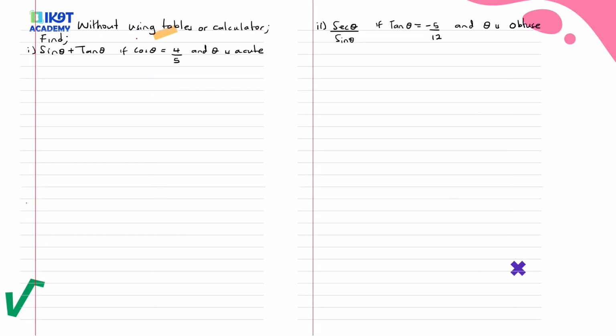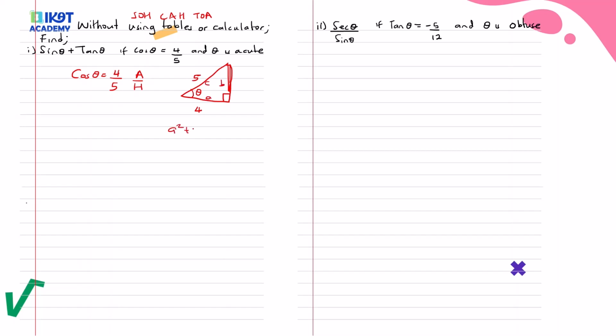Without using tables or a calculator, find sine theta plus tan theta if cos theta is 4 out of 5. So what do we have? Cos theta equals 4 out of 5. But from SOHCAHTOA, cos is equal to adjacent out of hypotenuse. So before going further, you can draw a small triangle, just to help us find the side we don't have. 4 is the adjacent, 5 is the hypotenuse, so we say this is A, B, C.